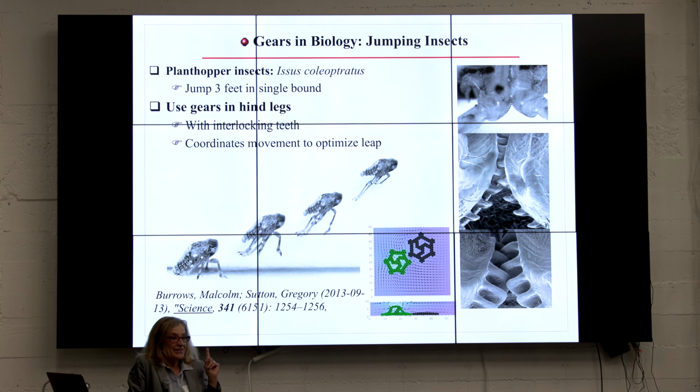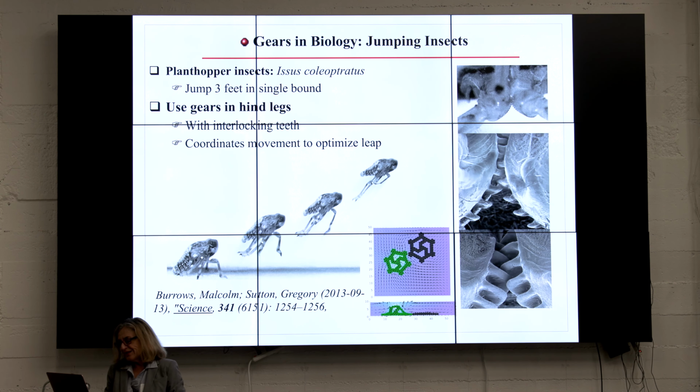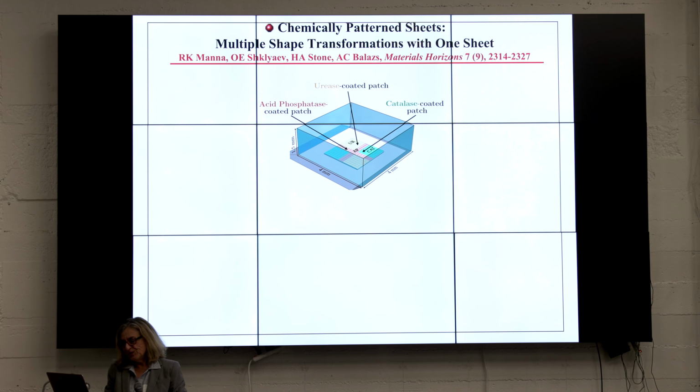I'm sure there might be others where gears occur in biology, and gears are helpful in moving objects. So this is an insect that can jump 3 feet. The way it does it, it coordinates its hind legs very, very carefully. It's got these biological gears that move in a synchronous behavior, and that way the 2 hind legs are perfectly interlocked to be able to jump 3 feet. So gears are in nature too.